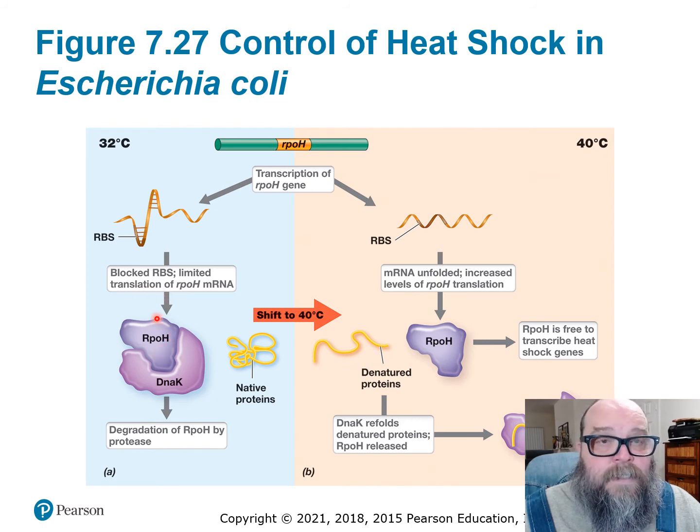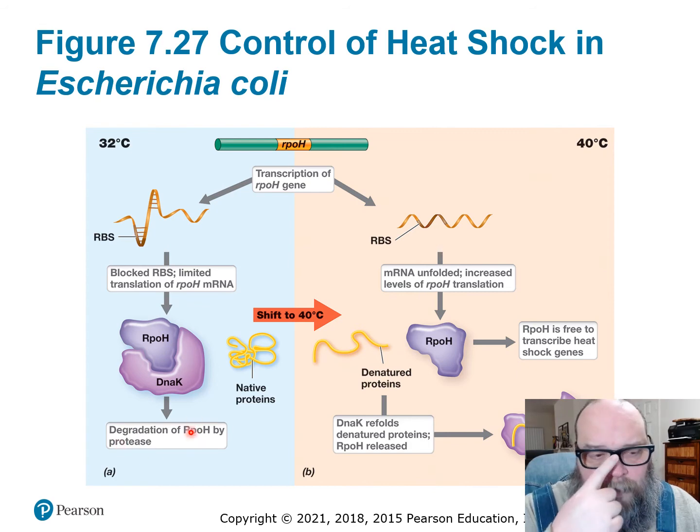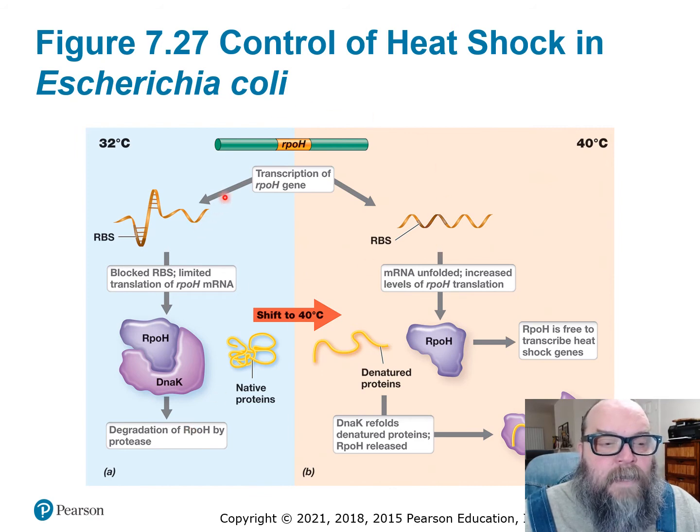Well, as I just said in the last slide, within minutes of RpoH being synthesized by ribosomes, DNA-K binds and starts degrading it. Unless that cell suddenly finds itself in a much warmer environment, 40 degrees Celsius. 40 degrees Celsius is not a whole lot hotter, but it does make a difference. What happens? Well, quite a few things happen during this shift.